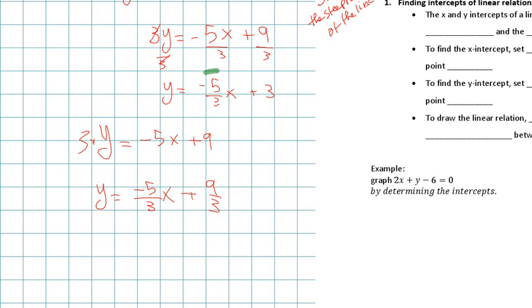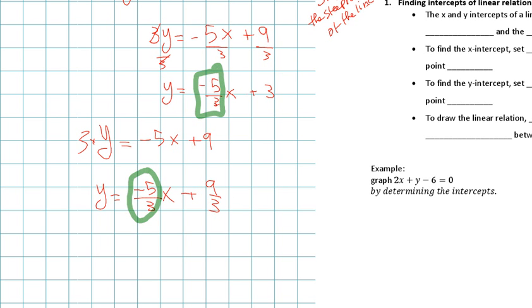We'll talk about that in a second. Are we okay with this? So this is called isolation. I'm isolating my y, so I can have the slope y-intercept format.